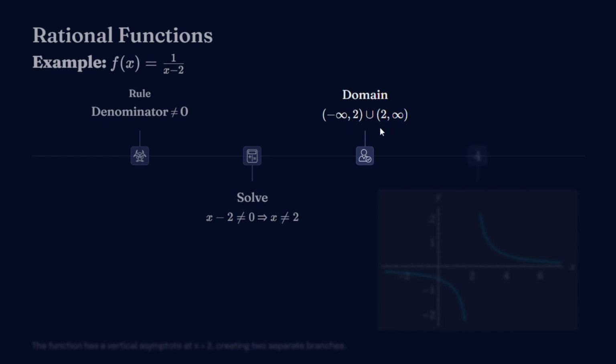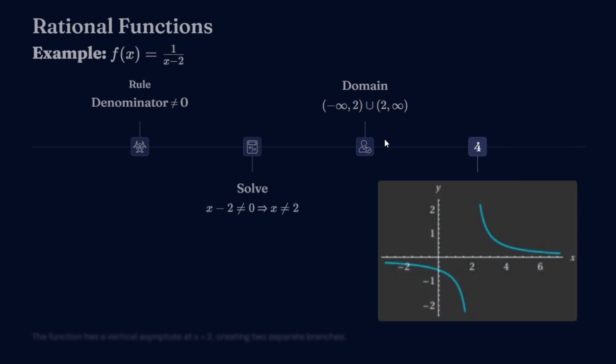And once again, we use a parenthesis that shows that 2 is not included. And if we look at the graph of the function, we can see that the function has a vertical asymptote at x equals 2, creating two separate branches. So once again, for rational functions, the denominator can never be 0. Therefore, values of x that make the denominator 0 have to be excluded from the domain.